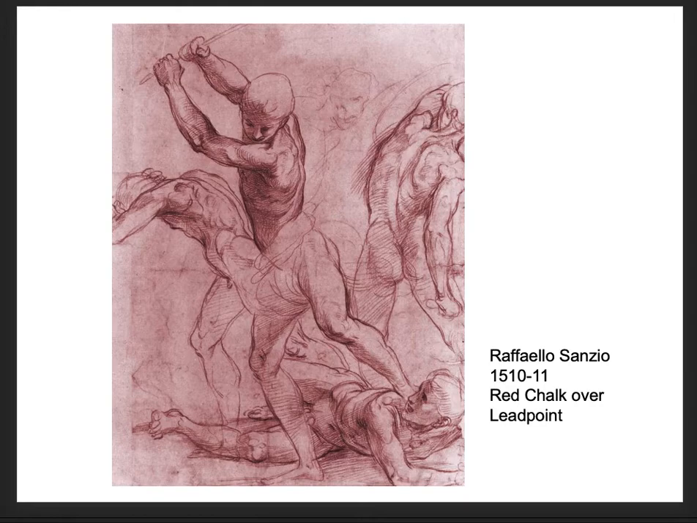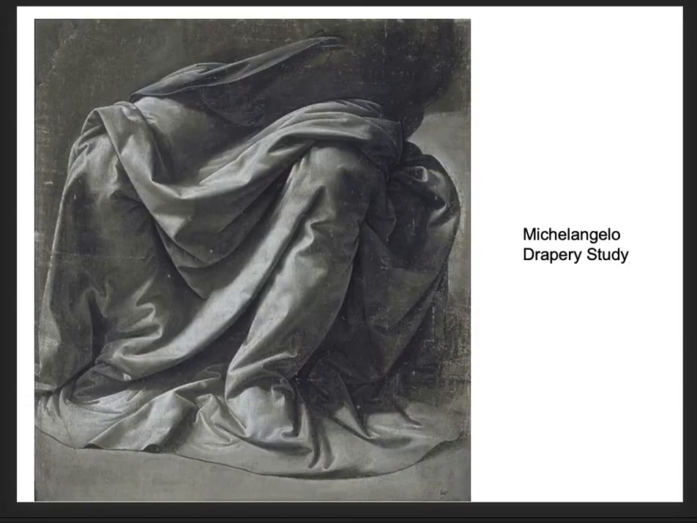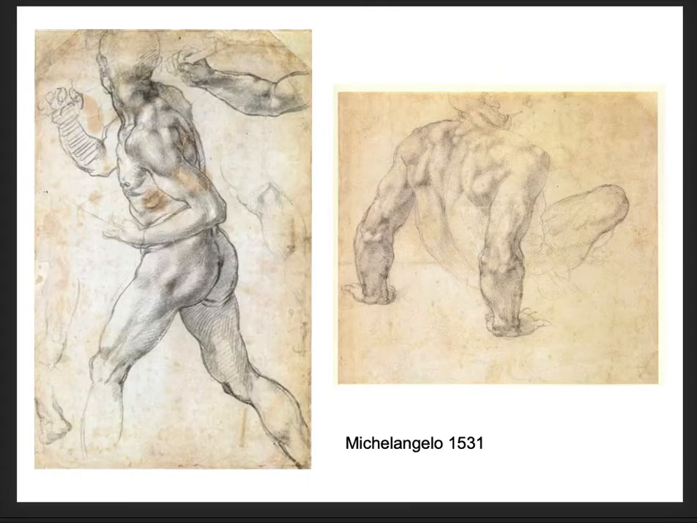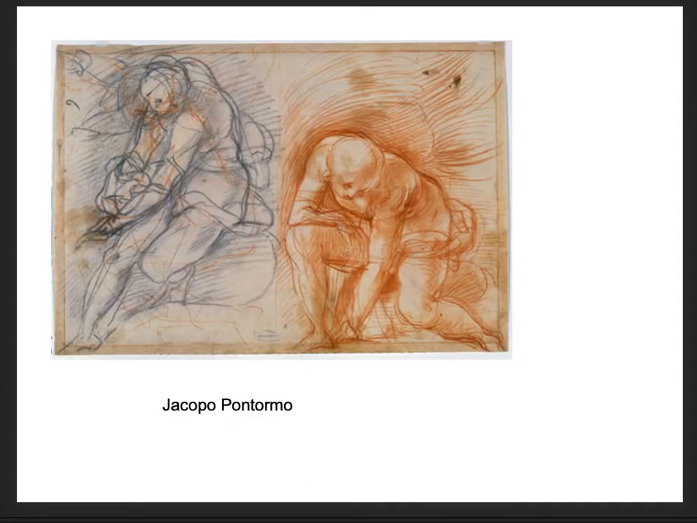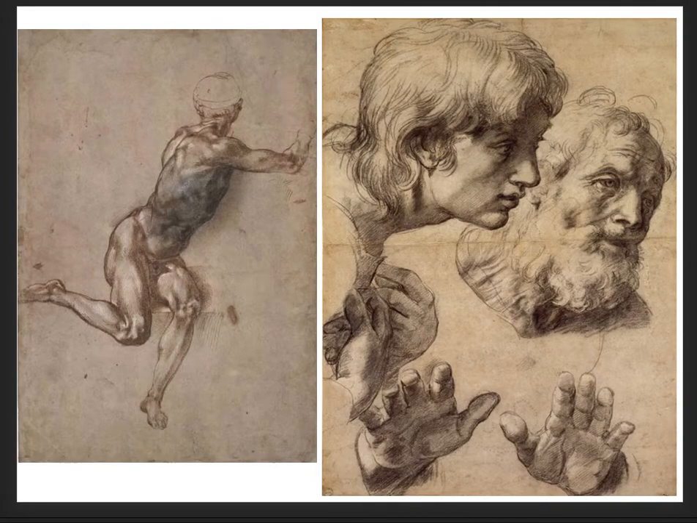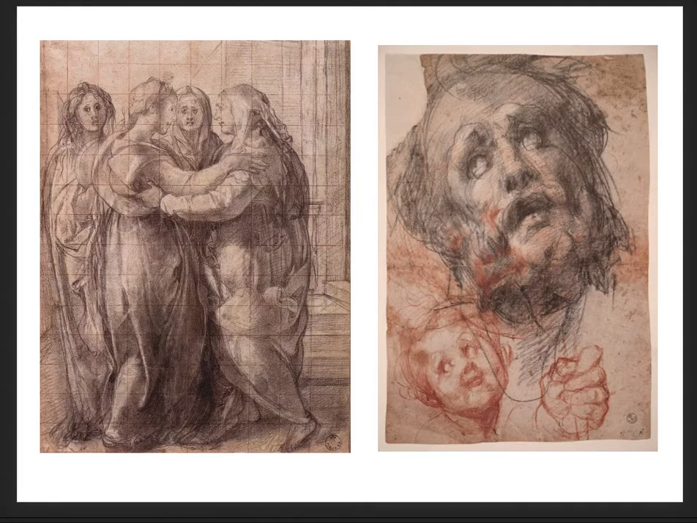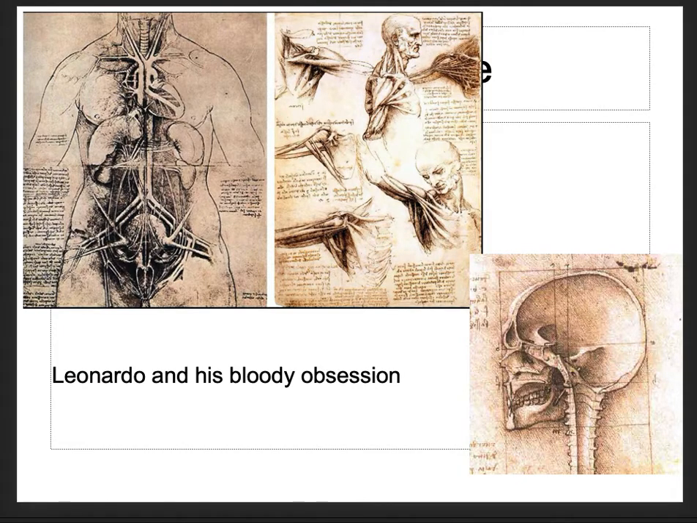Raphael, really beautiful chalk drawing here, done with like a terra, like a clay. There we have an amazing drapery study executed in charcoal, chalk. More Michelangelo. Pontormo. More Pontormo. And this is a very famous painting. And then, of course, we are going to end on Michelangelo and his study of the body.